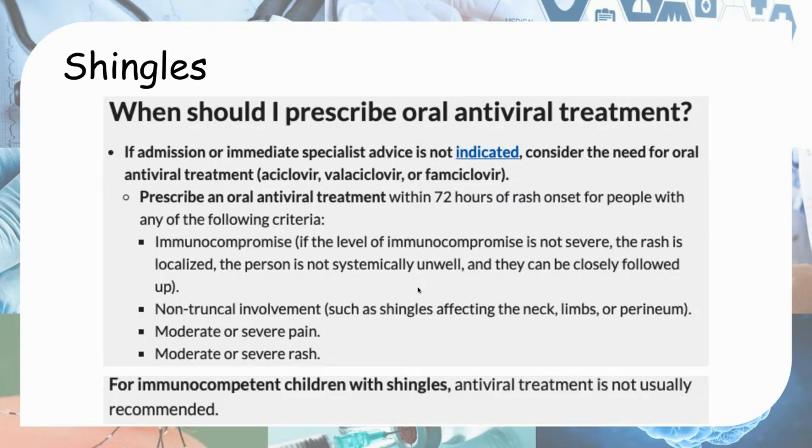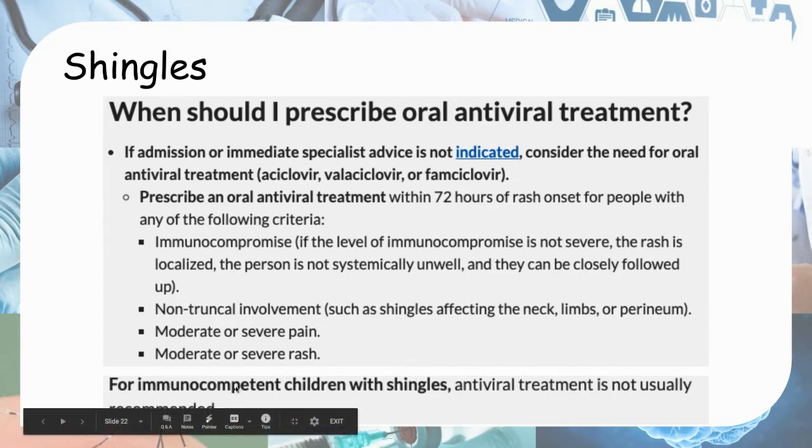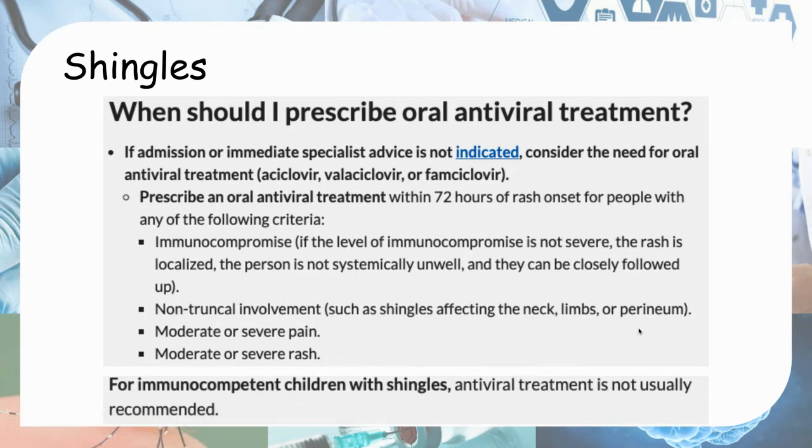So what do you do for shingles? This is according to NICE-CKS again, for immunocompetent children with shingles. Antiviral treatment is not usually recommended. It's only recommended when the pain is moderate or severe, the rash is moderate or severe, the rash is not on the trunk, it's on the neck, limbs, or perineum, or the person is immunocompromised. However, they have to be stable and systemically well, otherwise, they have to be admitted.